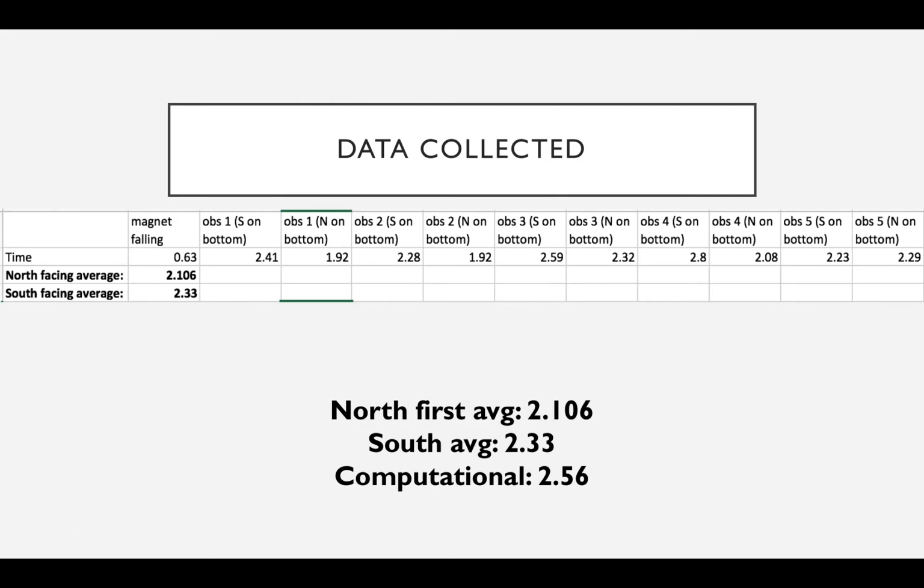So here's an Excel spreadsheet of my data collected, and I actually did 10 rounds of data because I have the south side going in first and the north side going in first, and I have the magnet just falling without the aluminum foil, from the same height. The north average was 2.106 seconds. The south average was 2.33 seconds. The computational model, though, was 2.56 seconds. So actually the south side going in first took longer than the north side, which I thought was interesting.